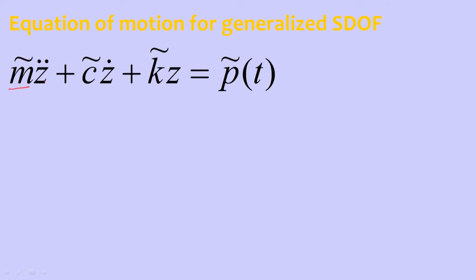z double dot is acceleration, c tilde is generalized damping, z dot is velocity, k tilde is generalized stiffness, and z is the displacement function. p tilde is also generalized force. Now how do we get these generalized properties? From the given structural parameters. So what are the parameters of the structure? Geometry property, material property, and end conditions.